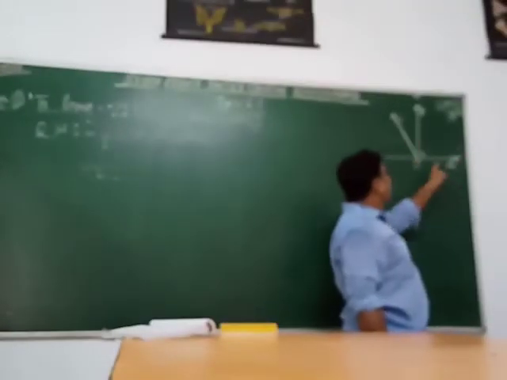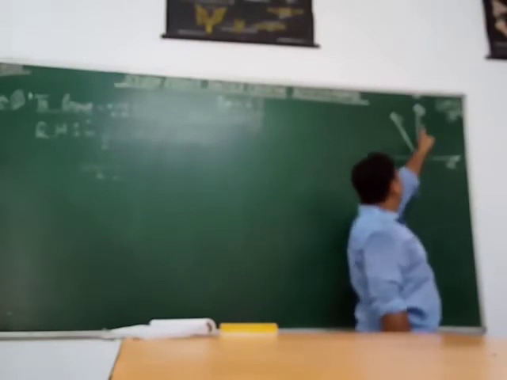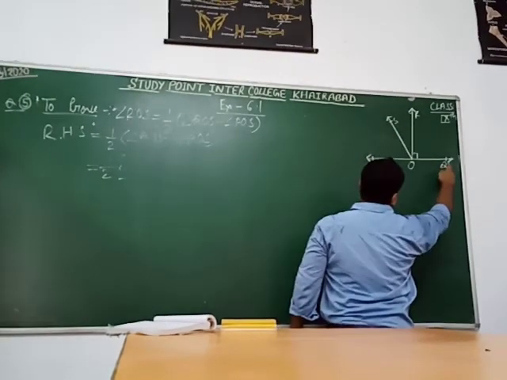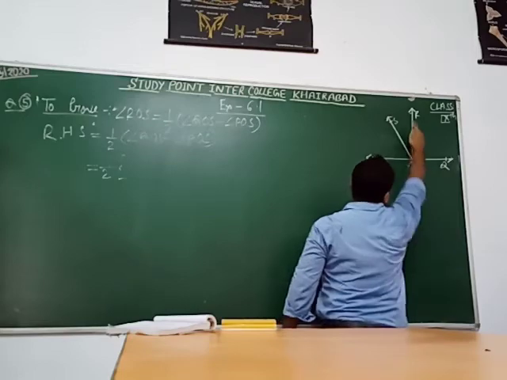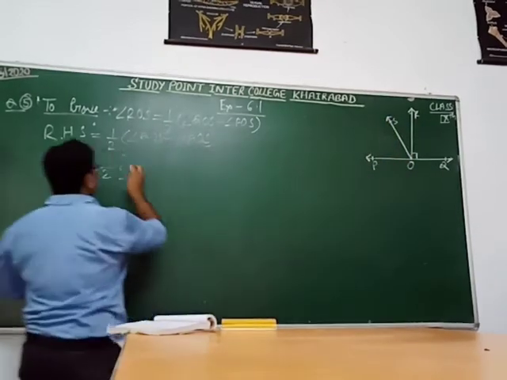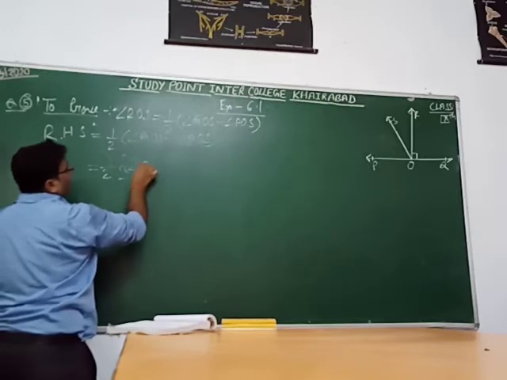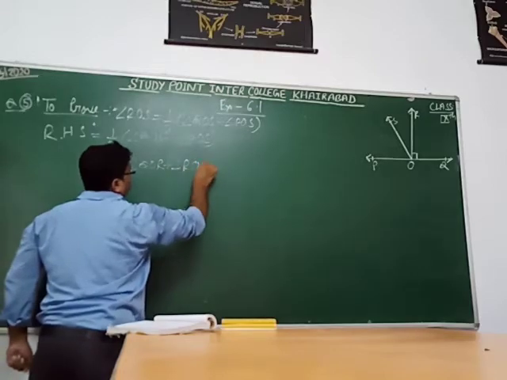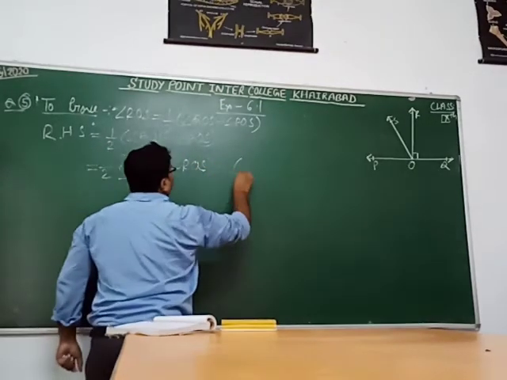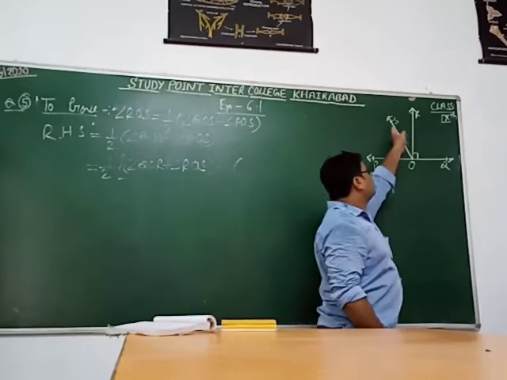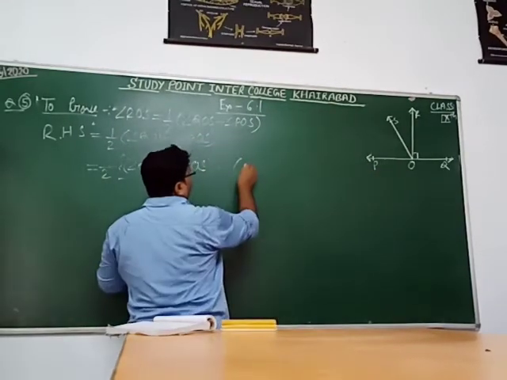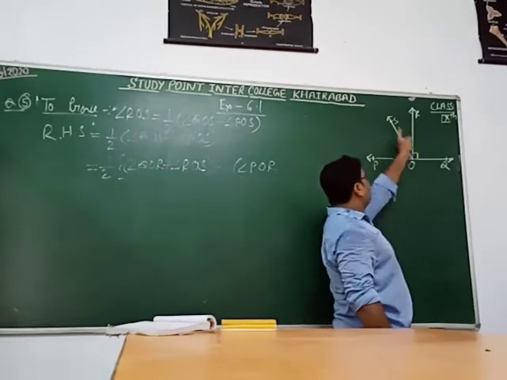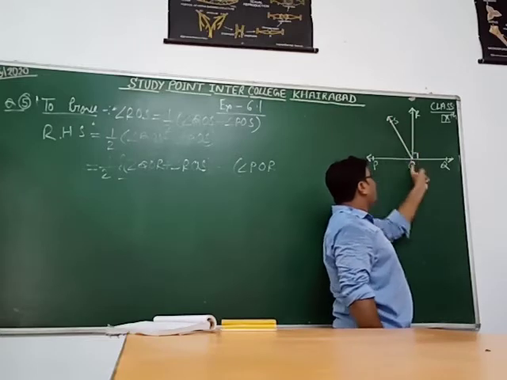Angle QOS, you can write as angle QOR plus angle ROS. So it is angle QOR plus angle ROS, minus angle POS. Angle POS, how can you write it? You can write POS as angle POR minus angle ROS.